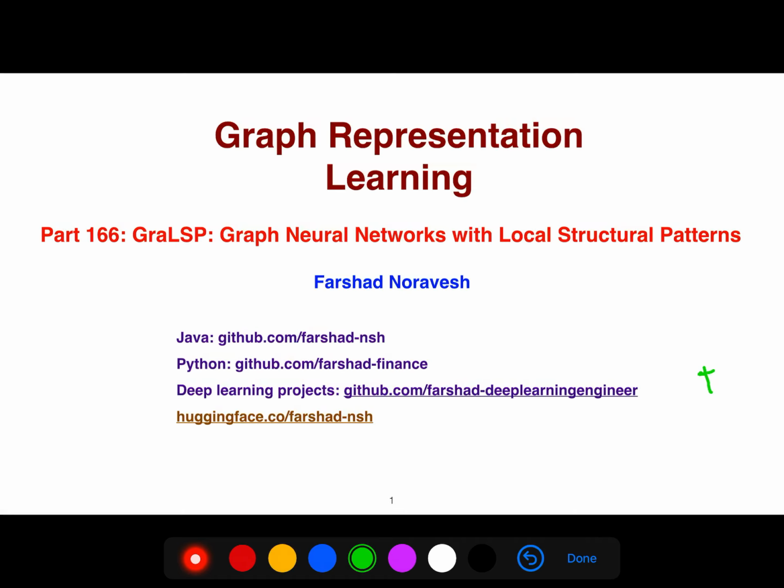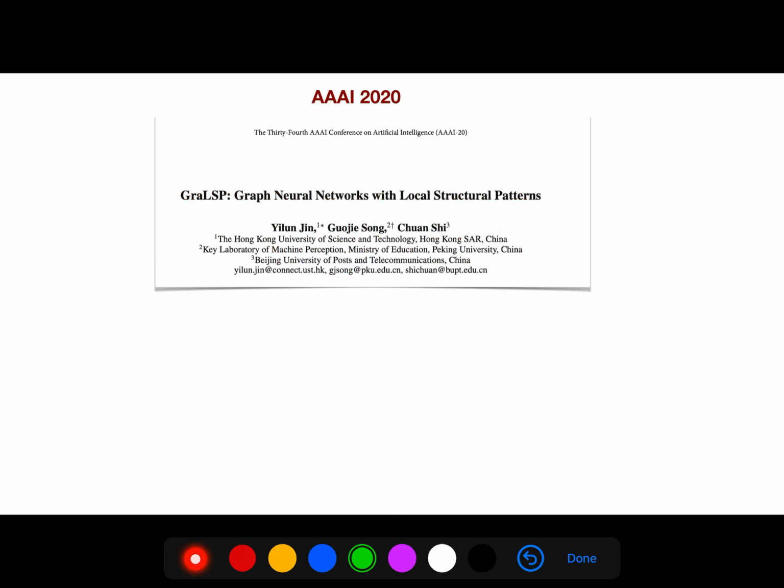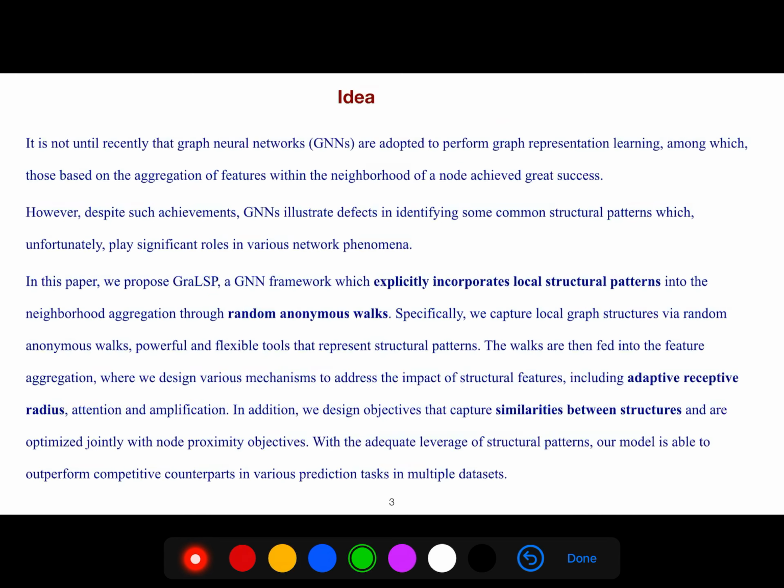Alright, so today I'm going to be explaining this important paper with the title GraLSP, Graph Neural Networks with Local Structural Patterns. This AAAI paper in 2020. It is not until recently that graph neural networks are adopted to perform graph representation learning, among which those based on the aggregation of features within the neighborhood of a node achieved great success.